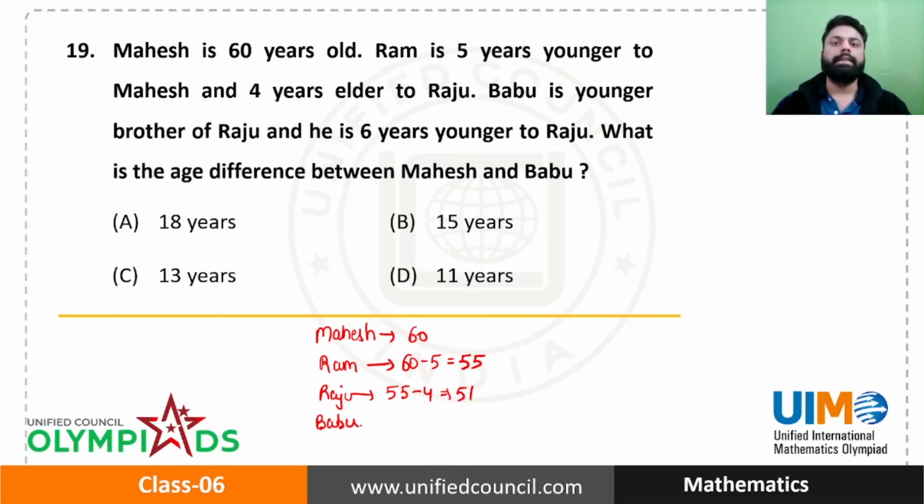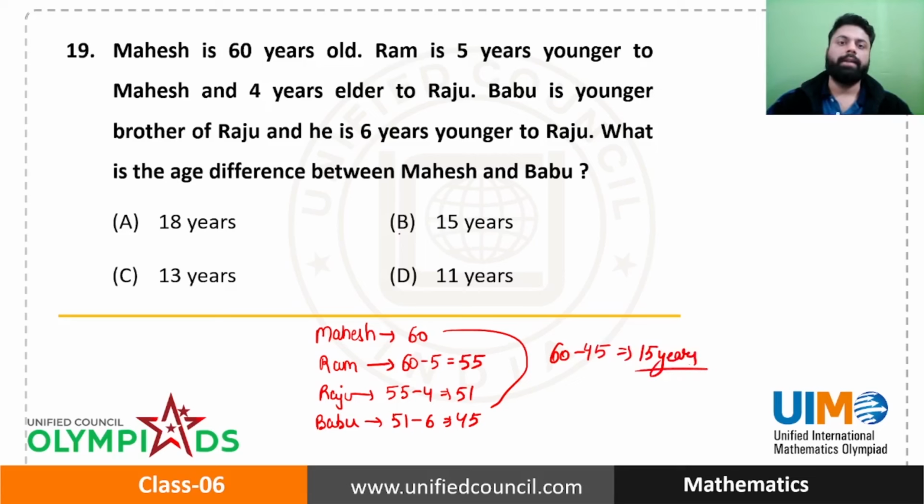Babu is younger than Raju, and he is 6 years younger than Raju. So 51 minus 6 is equal to 45. What is the age difference between Mahesh and Babu? So the age difference is 60 minus 45, that is 15 years. B option is the correct answer in this case.